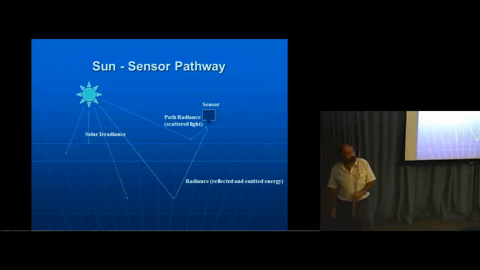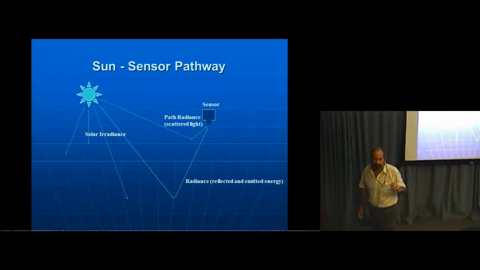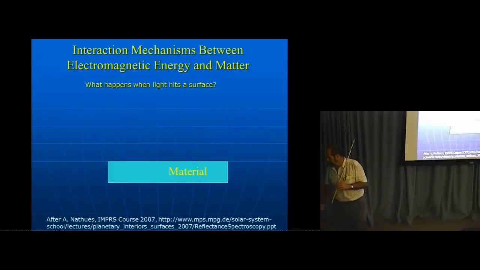So the sun's our source. The energy comes down. Some of it's reflected from the Earth, some of it's absorbed by the Earth, some of it's emitted by the Earth. There's light that never reaches the surface. You have to take that into account. That light in the atmosphere that's scattered back to the sensor without ever reaching the surface is an important component of what we have to correct for in order to get a surface reflected spectrum.